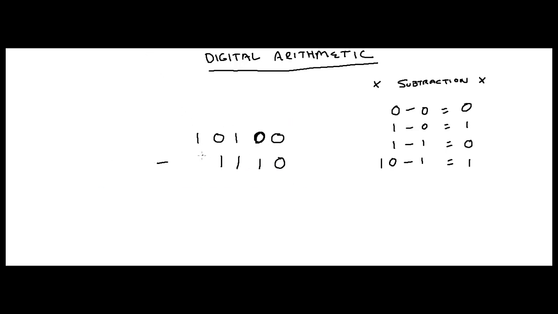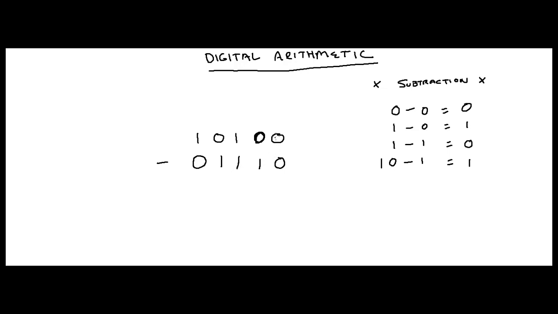So again, I like to make the numbers have the same number of bits. And this is called padding. If you add zeros to the left side, you're padding it just to have it have the same number of bits. That's all.